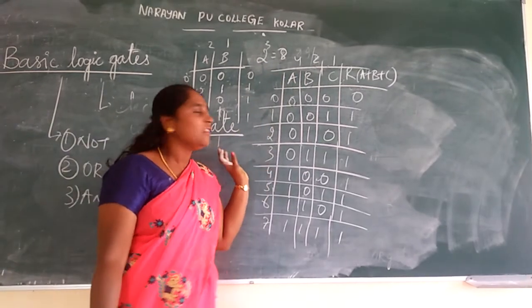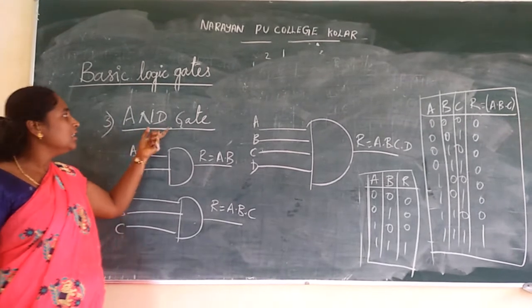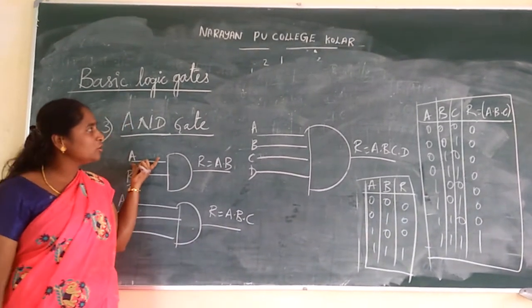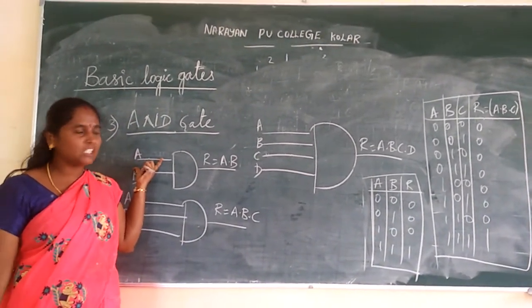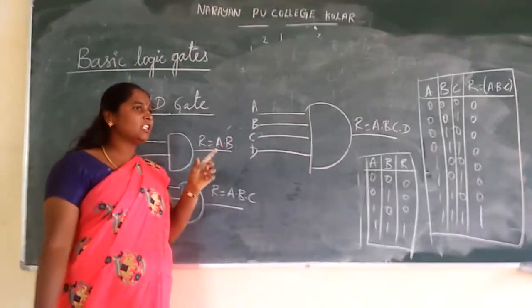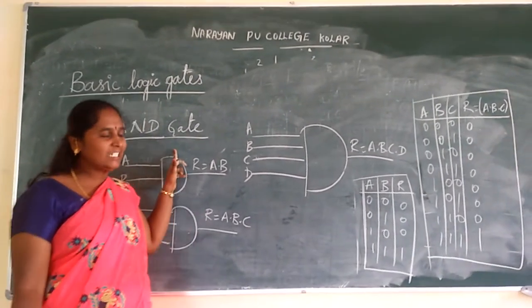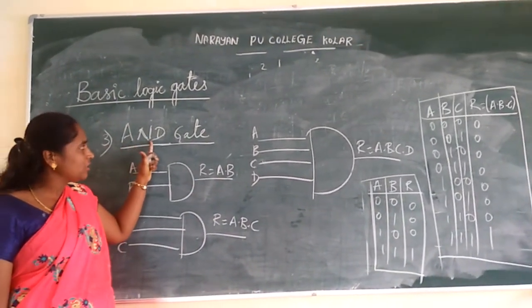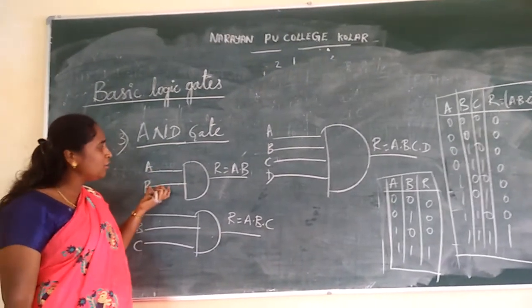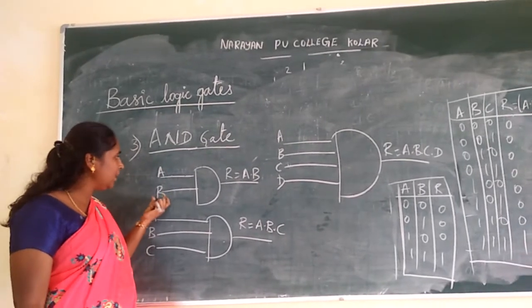Next we'll see the third logic gate, the AND gate. This AND gate also operates on two or more input signals but produces one output signal. The output signal performs a logical multiplication of the input signals. That is your AND gate. The symbol used for the AND gate for two inputs is A, B.